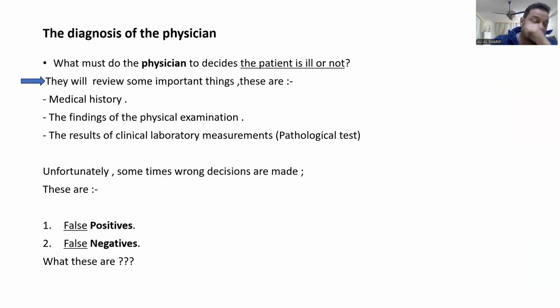Like I said before, here let's talk about the diagnosis of the physician. What must the physician do to decide whether the patient is ill or not?